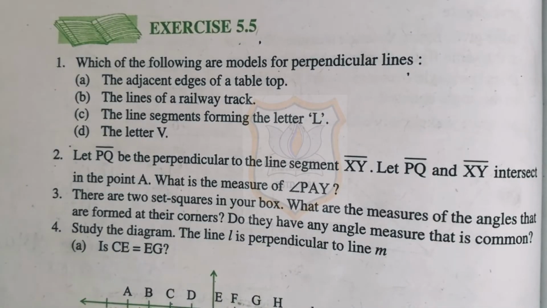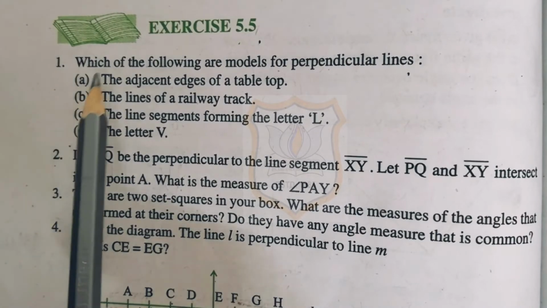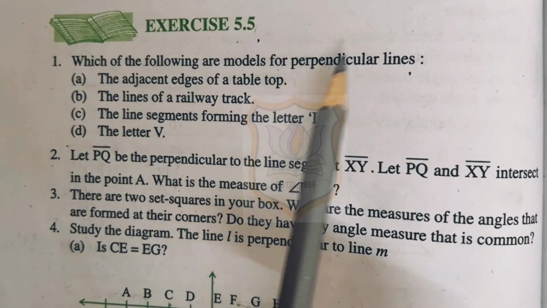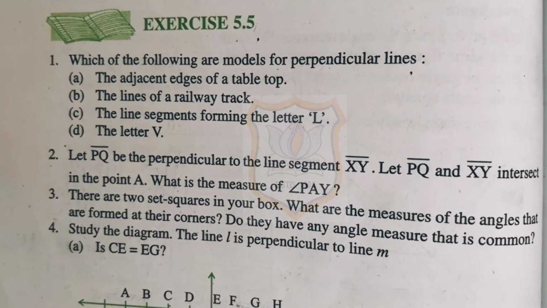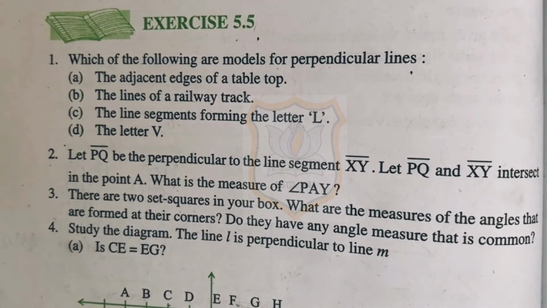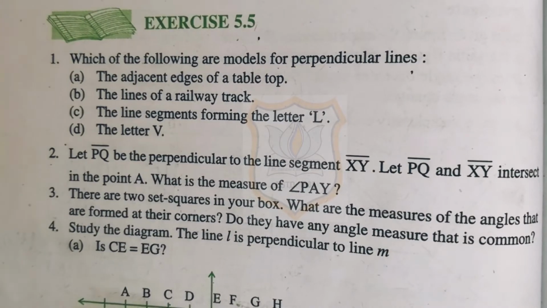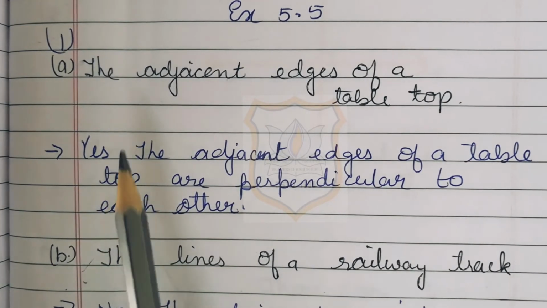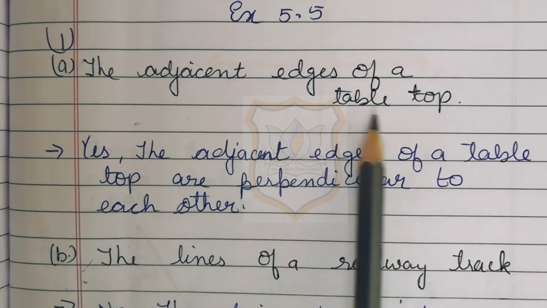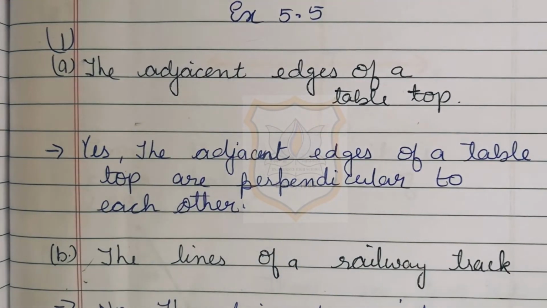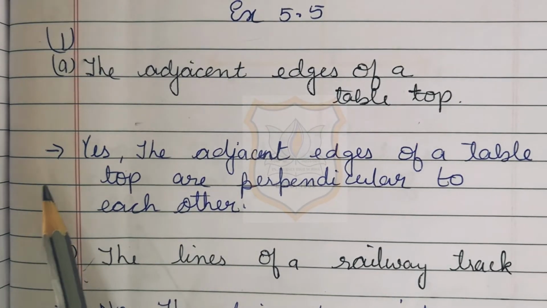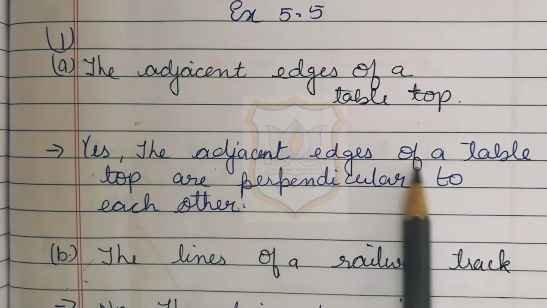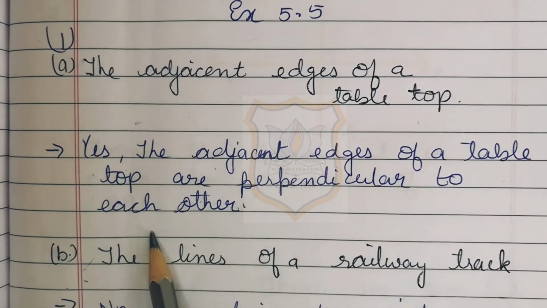Exercise 5.5, question number 1. Which of the following are the models for perpendicular lines? Students, here we have to find out which of the following examples are the models for perpendicular lines. A part of question number 1: the adjacent edges of a tabletop. We have to find out whether the adjacent edges of a tabletop are perpendicular or not. The answer is yes, the adjacent edges of a tabletop are perpendicular to each other.